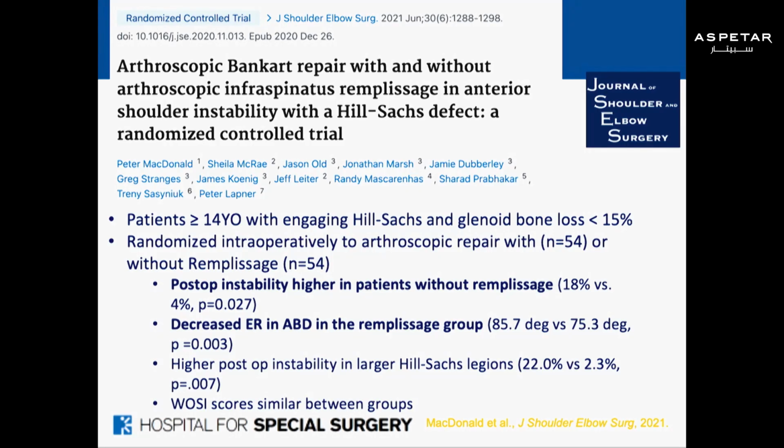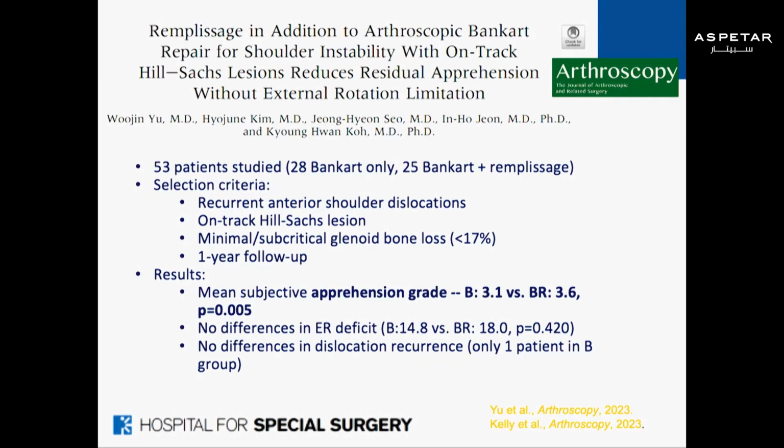I mentioned external rotation loss. They did find decreased external rotation in abduction in the remplissage group, which may affect, depending on the athlete, a baseball player or somebody who has to throw and bring their arm all the way back. So it is a consideration. It's a relative contraindication, maybe, but not a strict contraindication. Outcome scores were similar.